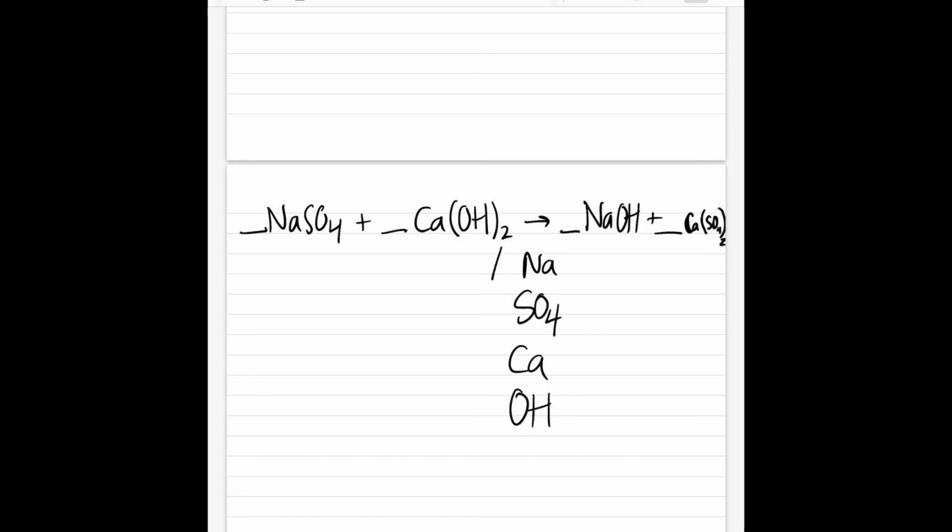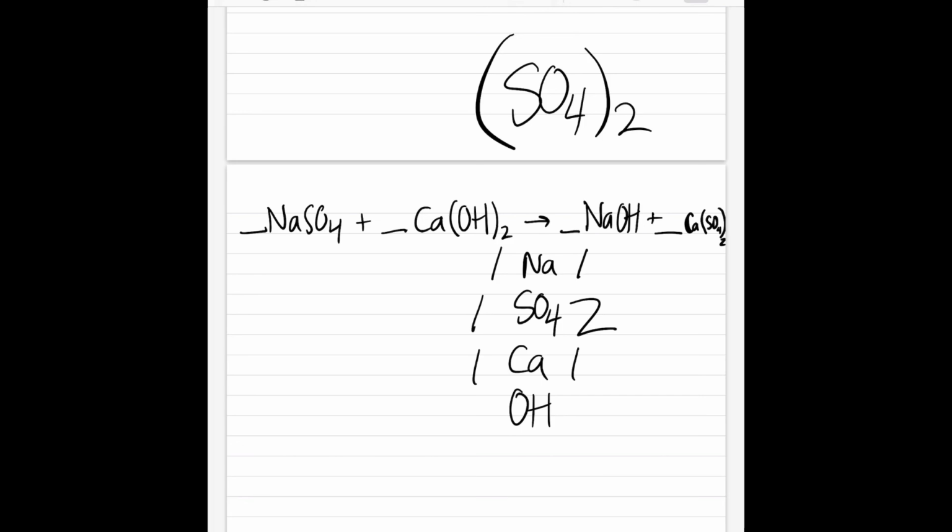Okay, so I've got 1 sodium on the left, 1 sodium on the right, 1 SO4. Remember that SO4 is a whole entity. There are not 4 SO4s. There's only 1. This is a whole thing right there. Now this one over here is actually SO4 in parentheses with a 2 on the outside. That means that I have 2 of those. Because I've got parentheses around the whole thing, and then I've got 1 calcium, 2 hydroxides, and 1 hydroxide. So sodium's fine, calcium's fine, but let's fix this SO4 and OH.